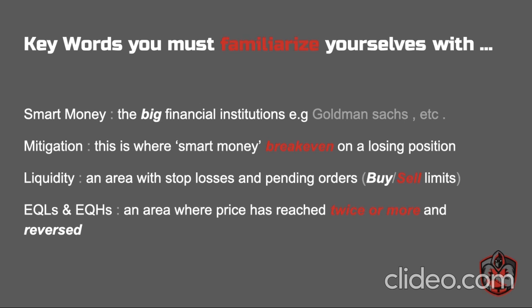Mitigation. Mitigation, you're going to hear me using that word quite a lot in the next lesson when I teach you guys all the blocks. Essentially, all it means is that this is where smart money break even on their losing position. Liquidity. Liquidity is simply an area where there's a lot of stop losses and pending orders. Equal lows and equal highs is just an area where price has reached twice or more and reversed, such as support and resistance levels, double tops, and double bottoms.